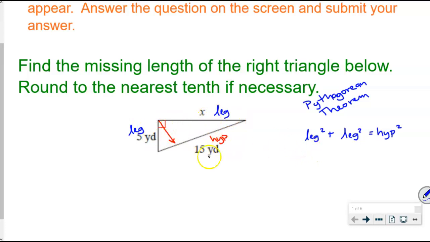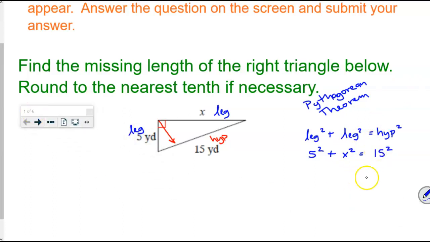So leg squared plus leg squared equals hypotenuse squared. It doesn't matter which leg you put in first. So I'll go 5 squared plus x squared is equal to the hypotenuse squared, which is going to be 15 squared. It's a matter of simplifying. 5 squared is 25, plus x squared, which is equal to 15 squared, is 225.